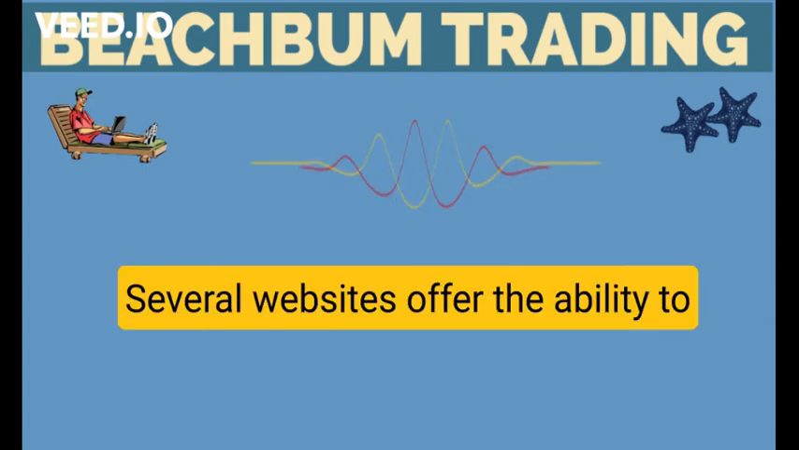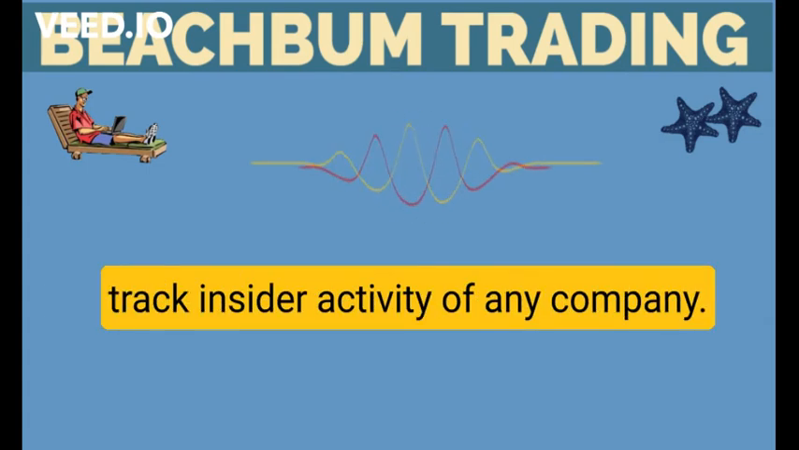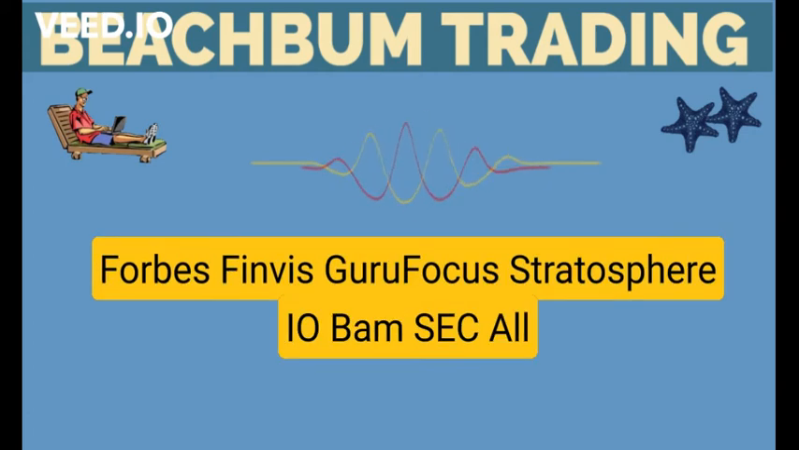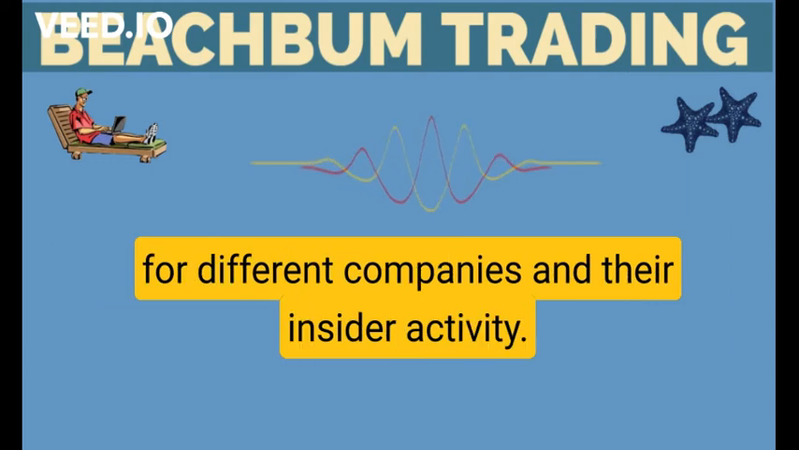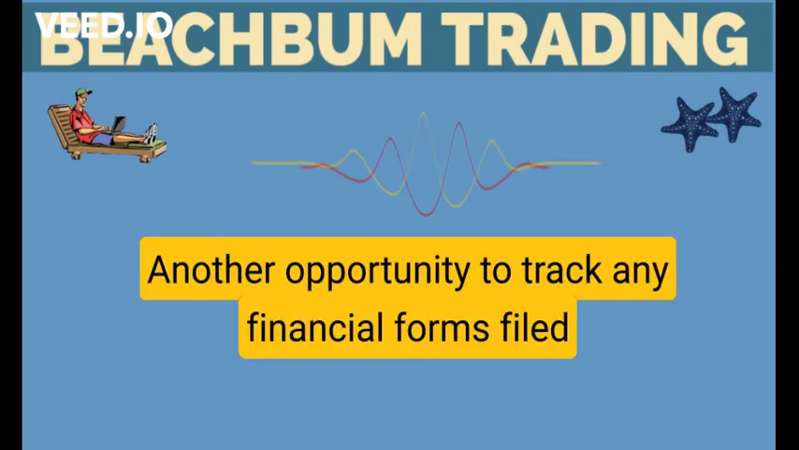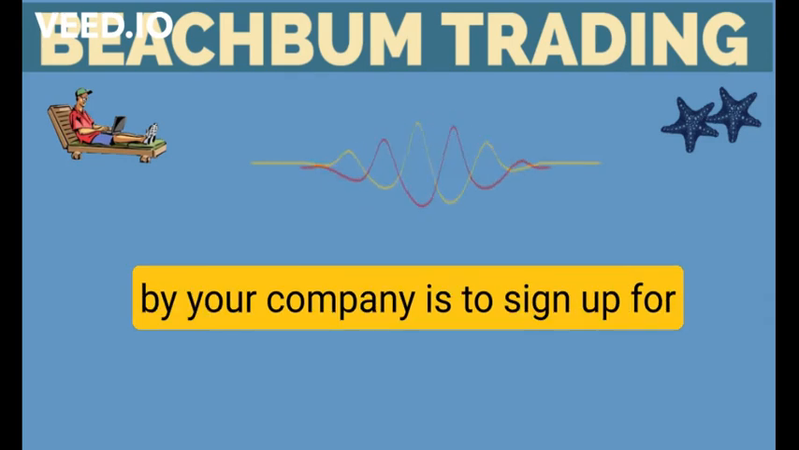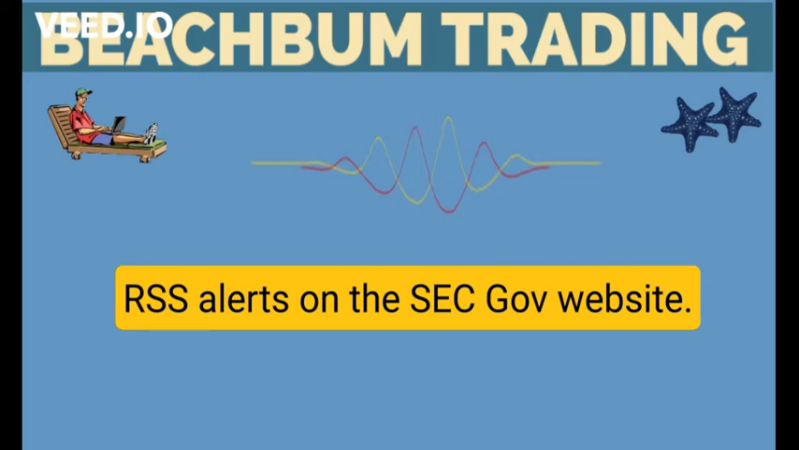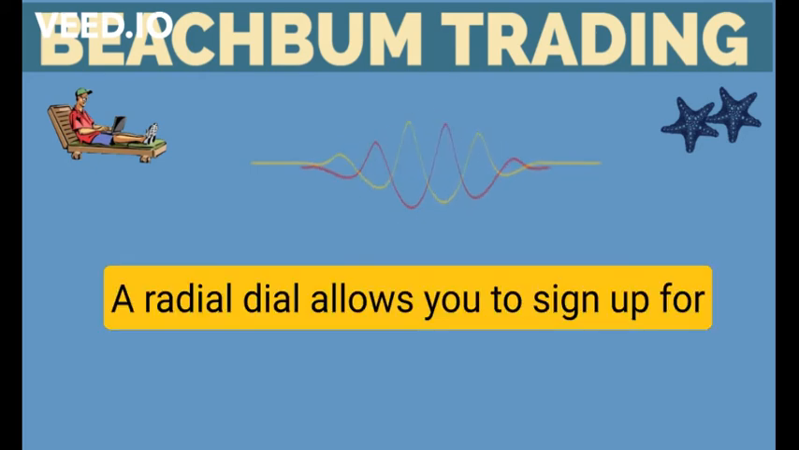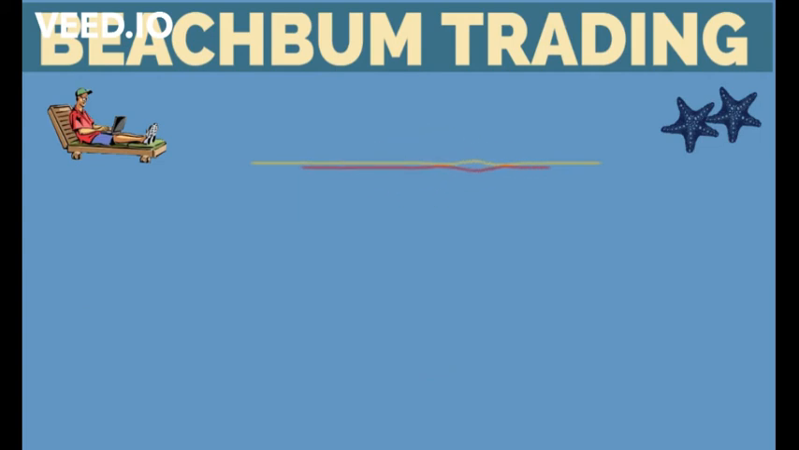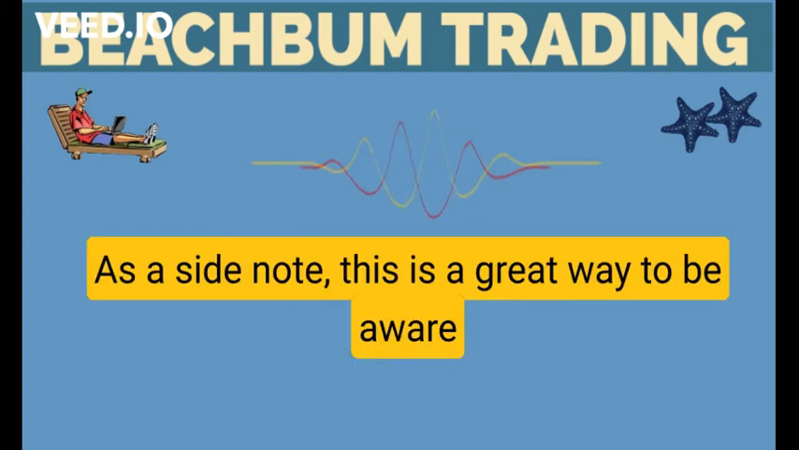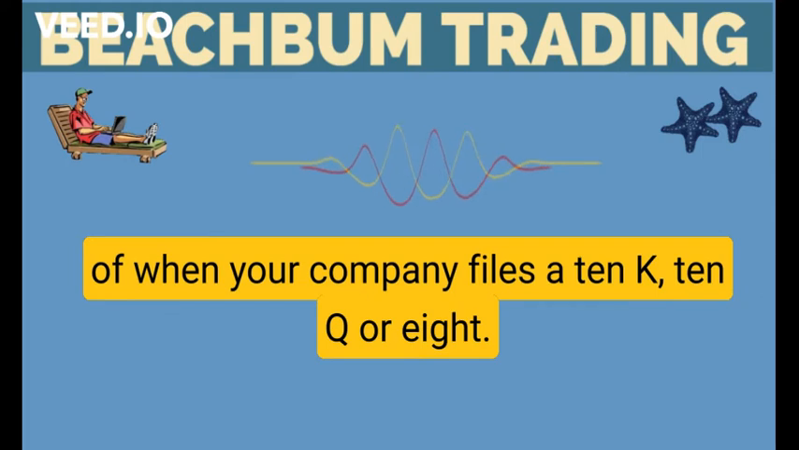Several websites offer the ability to track insider activity of any company: Forbes, Finviz, GuruFocus, Stratosphere.io, BAMSEC. All the above sites provide free access to search for different companies and their insider activity. Another opportunity to track any financial forms filed by your company is to sign up for RSS alerts on the sec.gov website. A radio dial allows you to sign up for alerts to your feed for any company you follow.